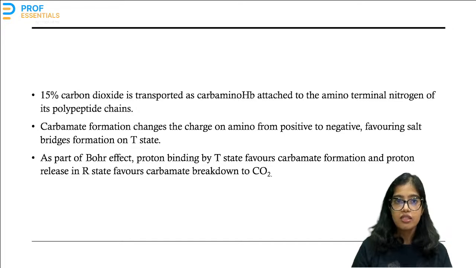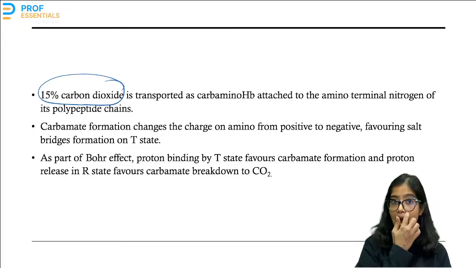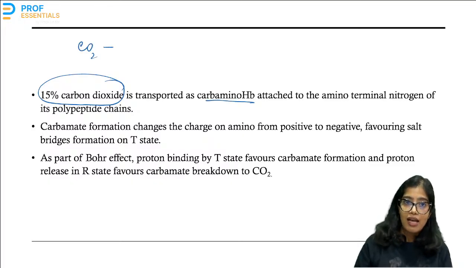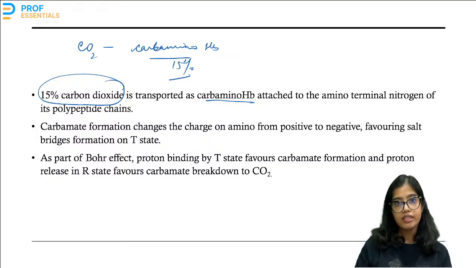Now, 85% of carbon dioxide is transported in this manner, but 15% of carbon dioxide is transported attached to the amino terminal nitrogen of the polypeptide chains of hemoglobin as well. So carbon dioxide also is attached to hemoglobin as carbaminohemoglobin, but only 15% of it is transported in this manner. The rest is transported the way we just read.